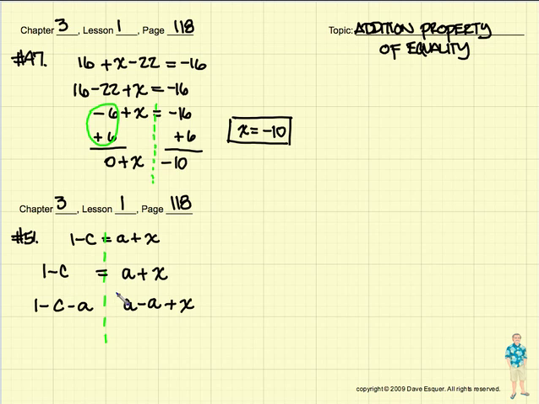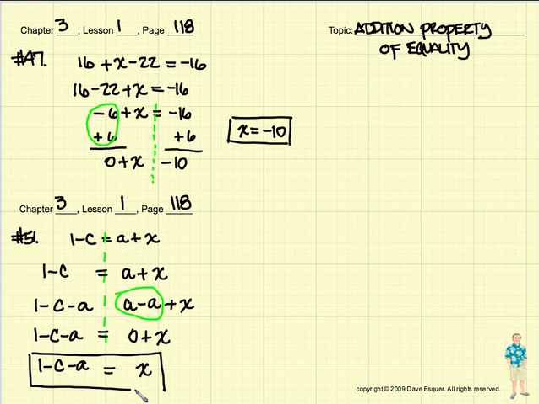And a take away a again, you're going to hear me say that's goose egg. So we end up with the left side as 0 plus x. And the right side is 0 plus x. And the left side looks like 1 minus c minus a. And 0 plus x is just x. So our final solution for number 51 is 1 minus c minus a is equal to x.